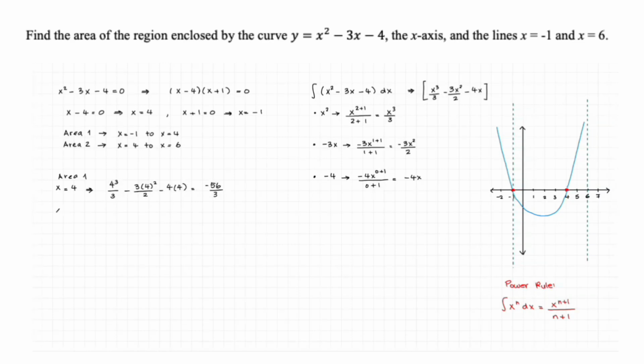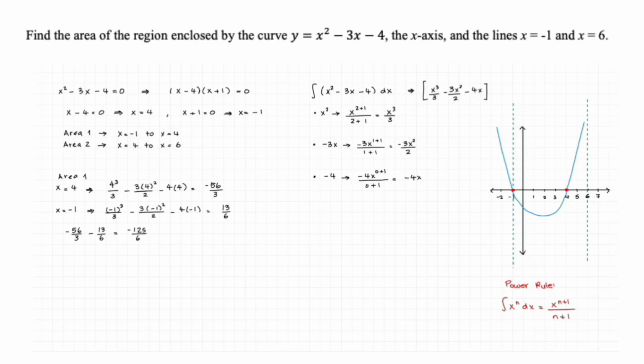Next, we set x equal to -1, our lower limit. -1 cubed over 3 minus 3 times (-1) squared over 2 minus 4 times -1. This equals 13 over 6. Now subtract the lower result, 13 over 6, from the upper result, -56 over 3. This equals -125 over 6.